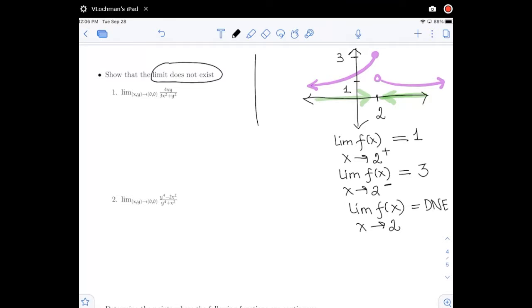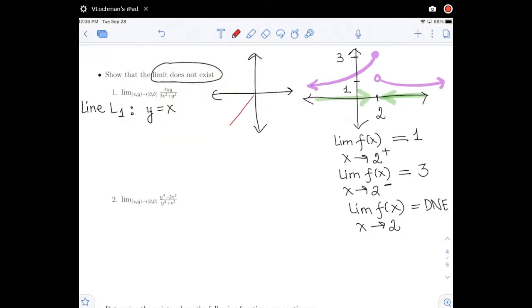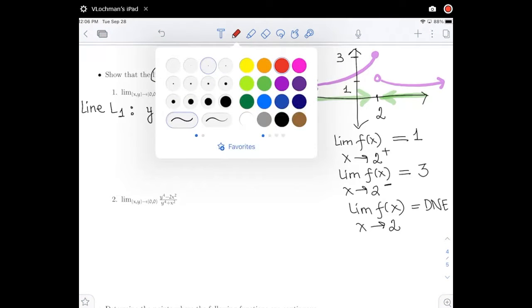So let's imagine our R2. Here's my R2. I'm going to pick the first line, line 1. I'm going to pick y is equal to x, so my identity function, right? Let me go ahead and make this line right here. This is my first line. If I'm approaching the origin on this line, either from here or here, it doesn't matter. What does my function look like?